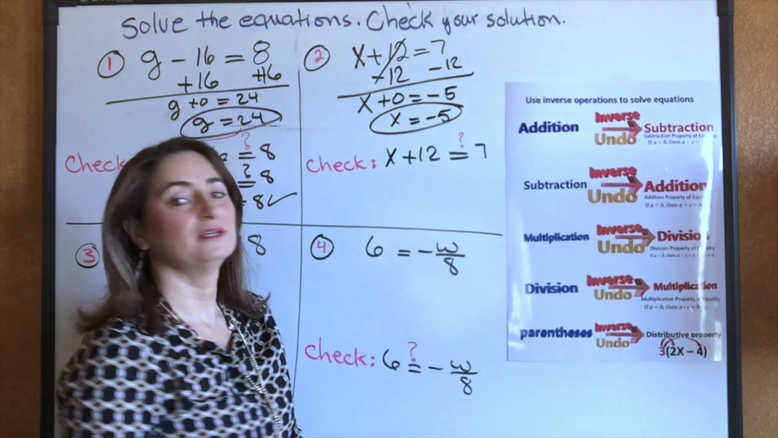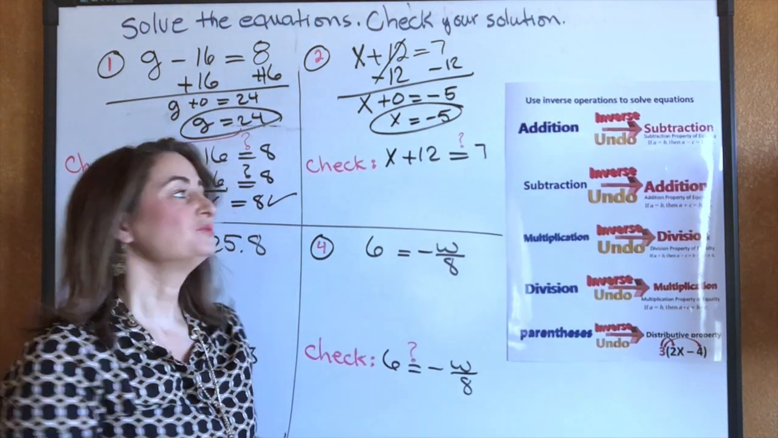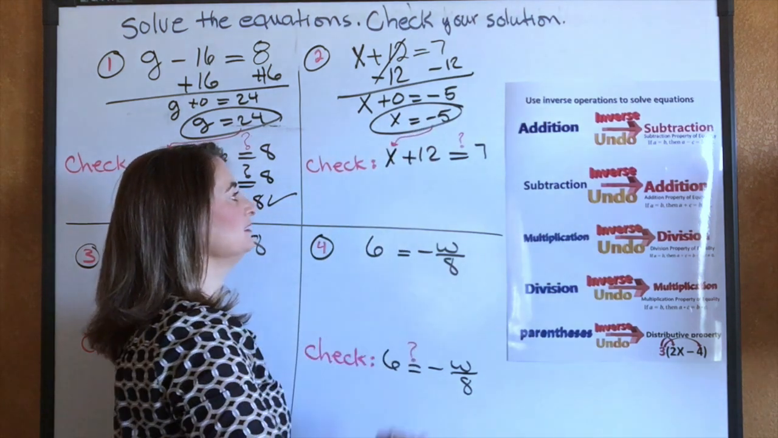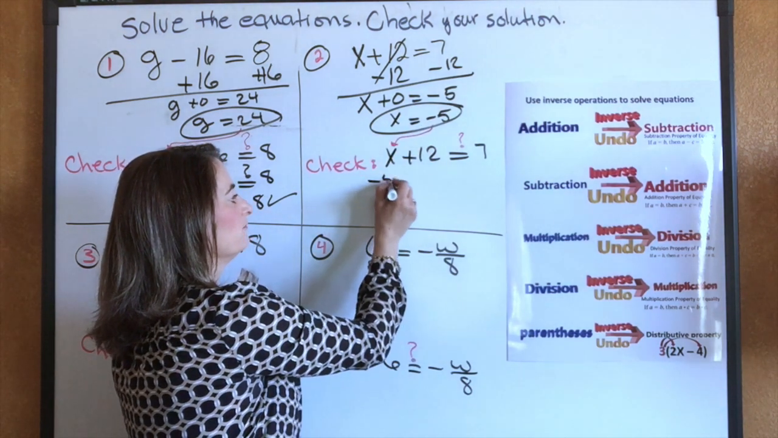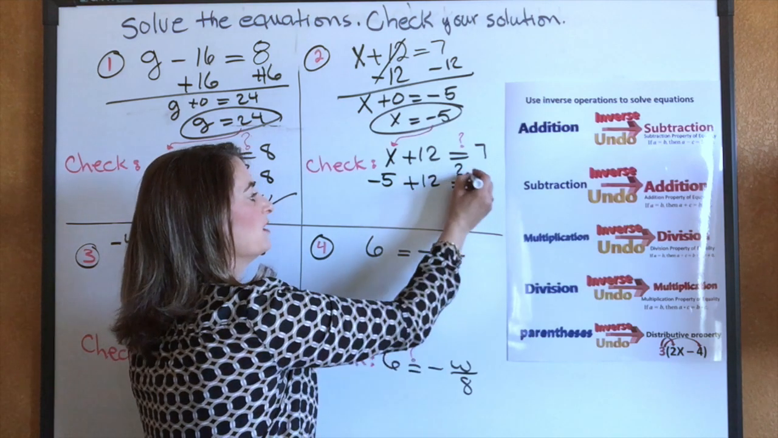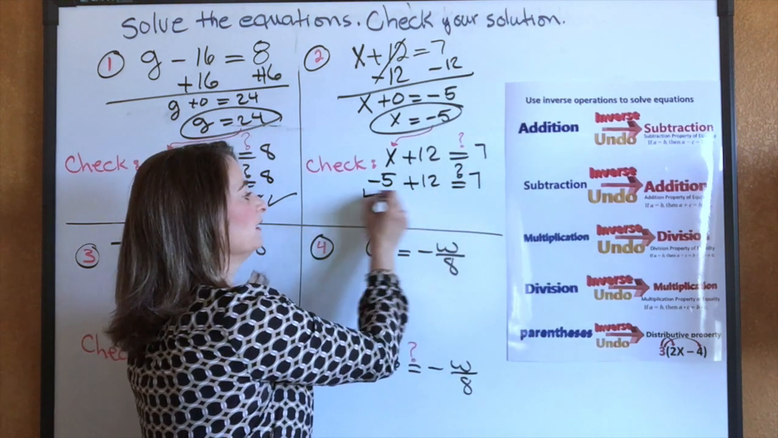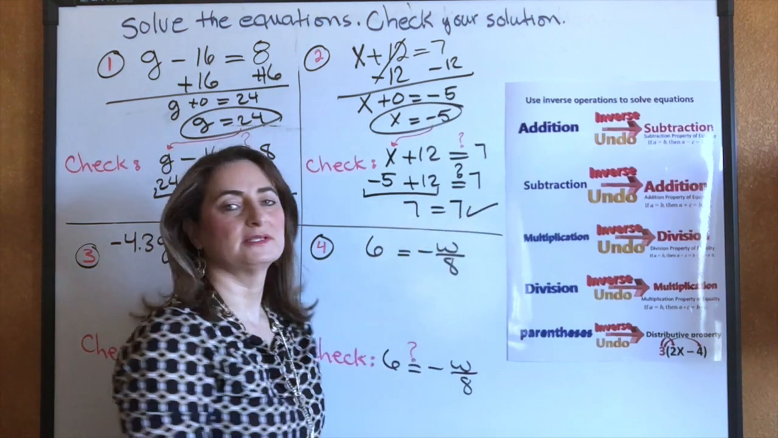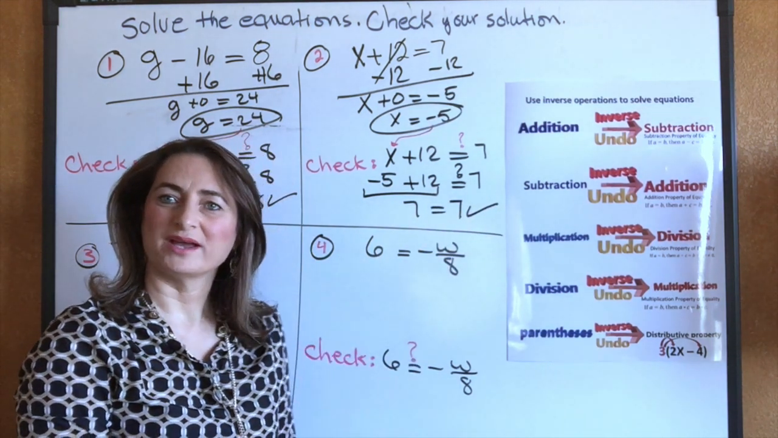That's your solution. To check, substitute the solution, negative 5, for x in the equation. So negative 5 plus 12, and remember you are checking, so there is a question mark. Does it equal 7? Negative 5 plus 12 is 7. And it did equal the other side, 7, so my solution is correct.